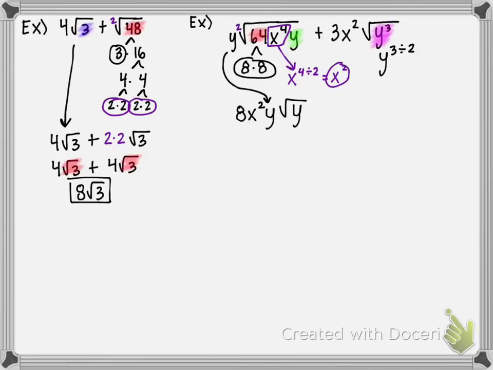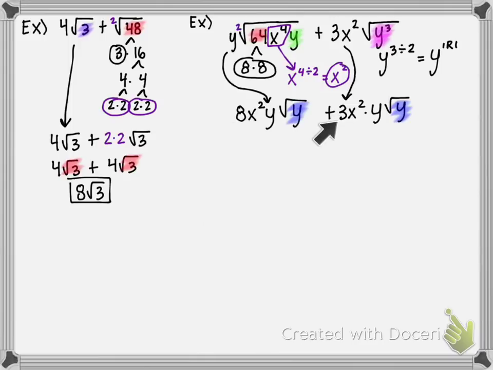Okay, I'm going to look at this y cubed. 3 divided by 2, again my index is 2, is 1 remainder 1. So I have 1 y to the first power, or y on the outside, and I have 1 y left on the inside. So I'm going to bring down the 3x squared. I know I have 1 y on the outside, and I have 1 y left on the inside. So you see how again, the indexes are the same, they're 2, and then the radicands are the same, they're both y. So that means I can combine these.